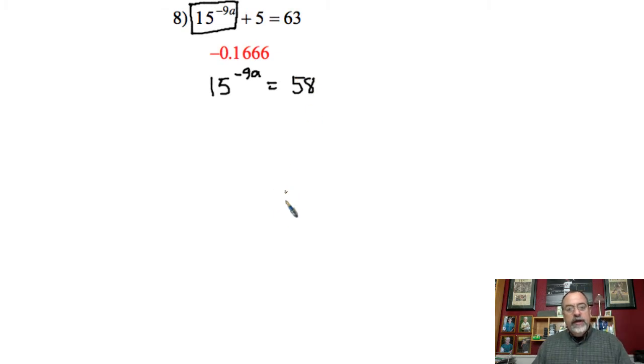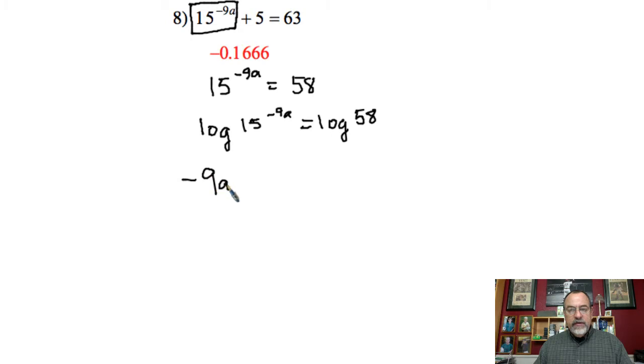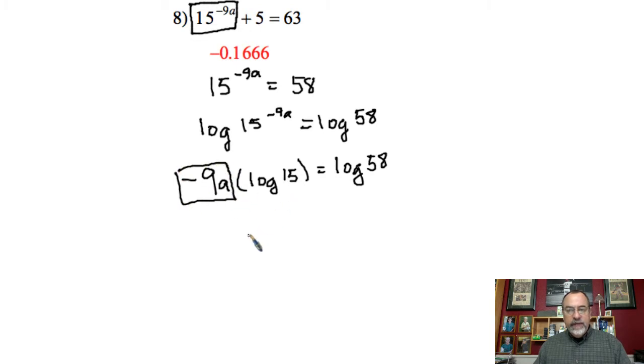Okay, double check. Okay, now that I have this term by itself, I need to undo the exponential. Logarithm undoes exponential, so we're going to take log of 15 to the negative 9a is equal to log 58. I apply the power property, put negative 9a out here in front times log of 15 is equal to log of 58. Then, again, I'm solving for a, so this has to be isolated, so I'm going to divide by log of 15.